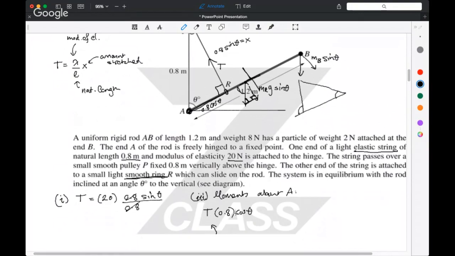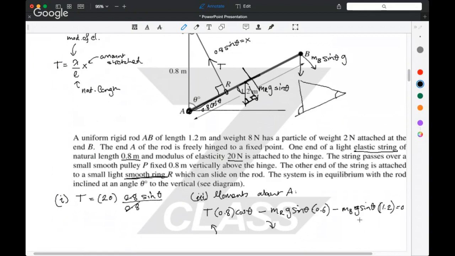So we have T times 0.8 cosine theta minus, because both of these are acting downwards, mass of the rod, g sine theta, times the distance, which is 0.6, minus the mass of the ball, g sine theta, times the distance the ball is away, which is 1.2, and this is all equal to 0.